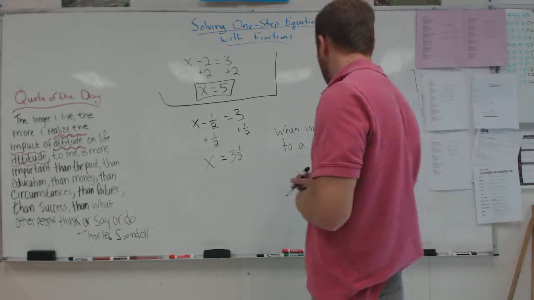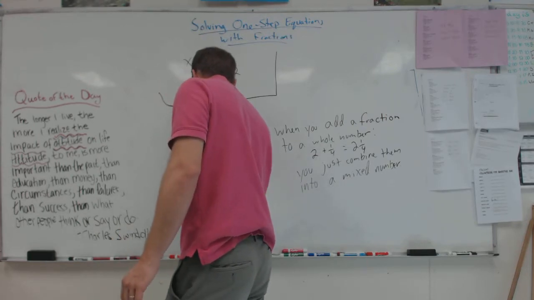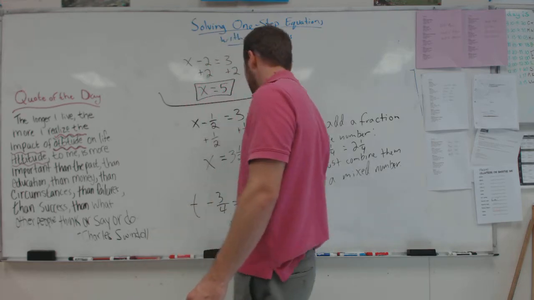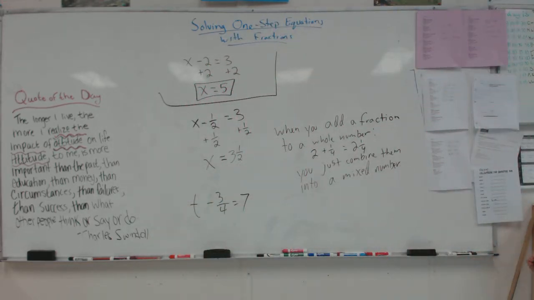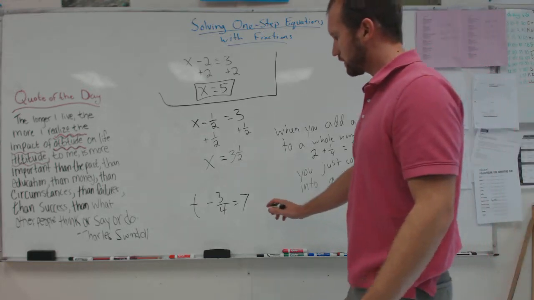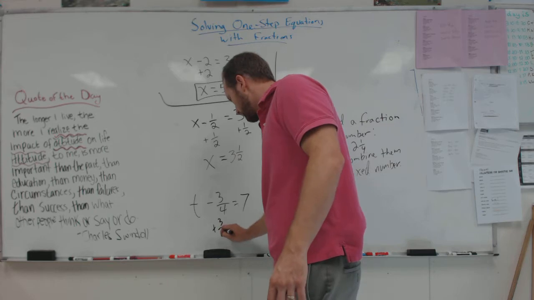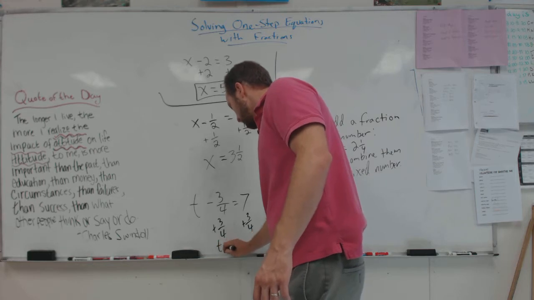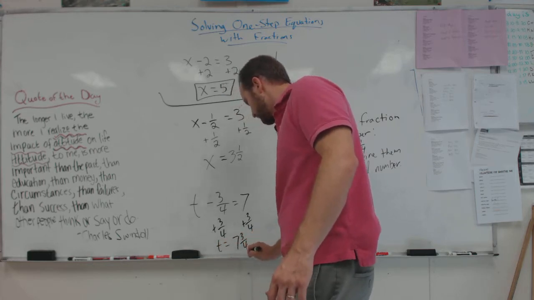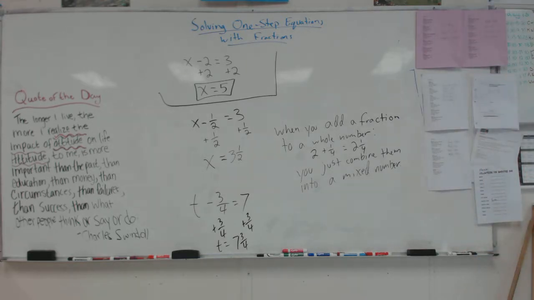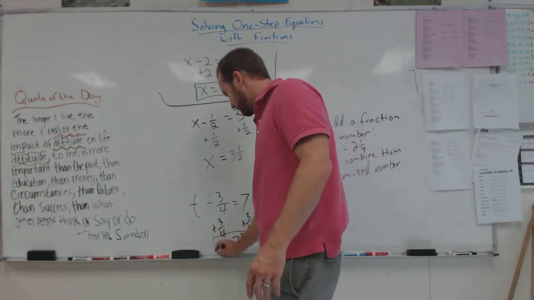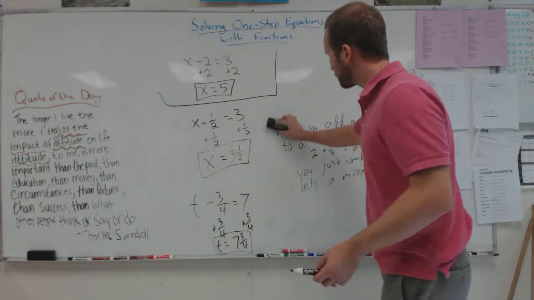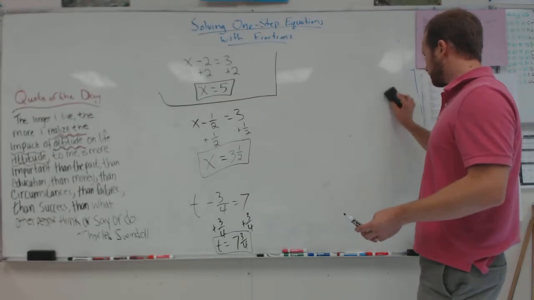So what if I had t minus 3/4 equals 7? How would I solve that? Oh, okay, so you add 3/4, and that would equal t, and then you add 3/4 to 7, and that would get your answer, which would be 7 3/4. Good. 7 3/4 would be t. So that's kind of the first type of problem: adding a fraction to a whole number.